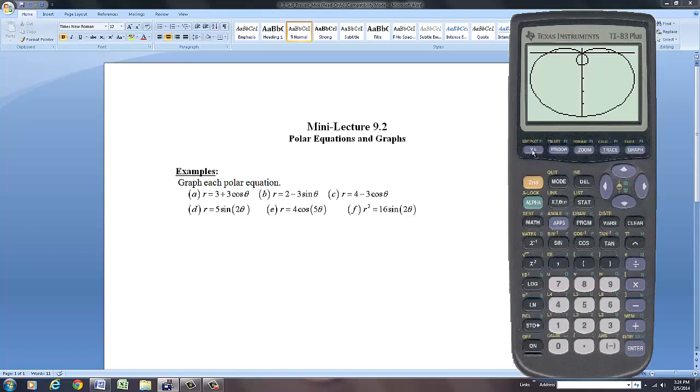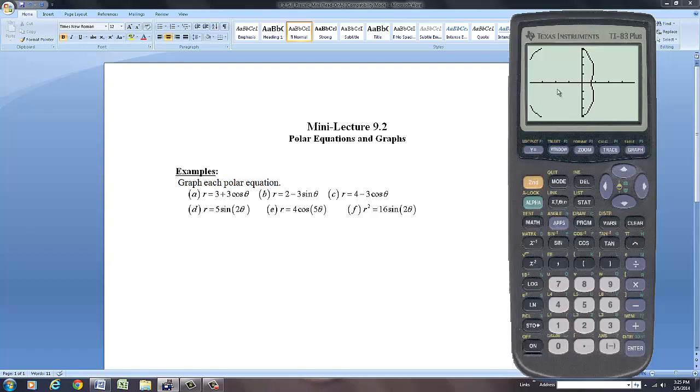Okay, let's go again to the next one, clear this out. Let's enter the equation for C. So this is 4 minus 3 cosine theta, graph. Okay, let's do a zoom 7. There we have it.